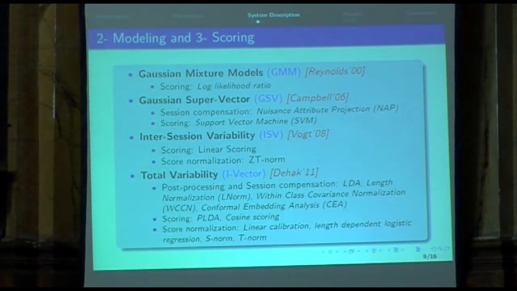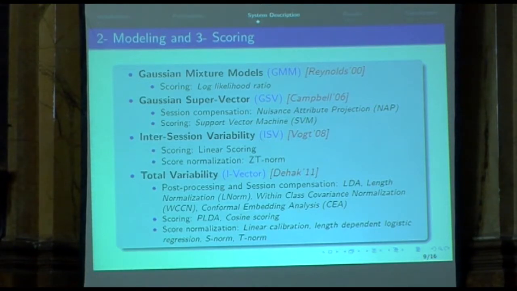So as I said, the second step and the third step are the modeling and the scoring, but they are very related. I mean, the scoring depends on the modeling techniques that were used. So I grouped the different participants into four big groups. The first one, some participants were using the Gaussian mixture model, which was proposed in 2000, and the scoring was done using log likelihood ratio. The second group was using Gaussian supervector, with NAP as session compensation and SVM for scoring. The third group was using intersession variability with linear scoring and ZT as score normalization.